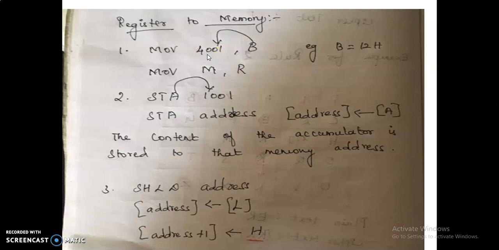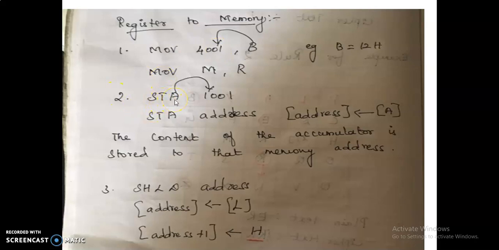It may be any of the memory locations, any address of the microprocessor. Here in this example, the register B has the value 12. The 12 is moved to the particular memory location of the microprocessor, 4001. Okay. The second instruction is STA.